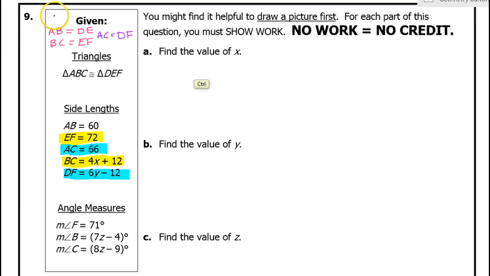Okay, so if I want to find the value of x, I'm going to use the fact that BC is equal to EF. In other words, 4x plus 12 is equal to 72. Subtracting 12 from both sides, that's going to give us 4x is equal to 60. And then dividing by 4 on both sides, that's going to give us that x is equal to 15.